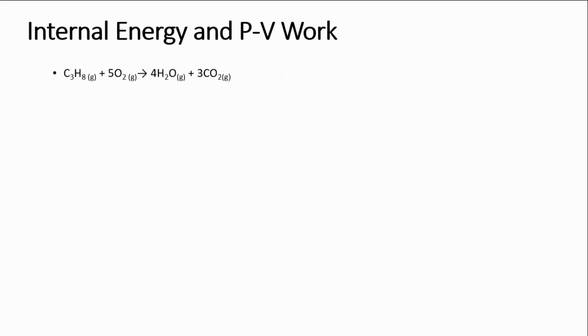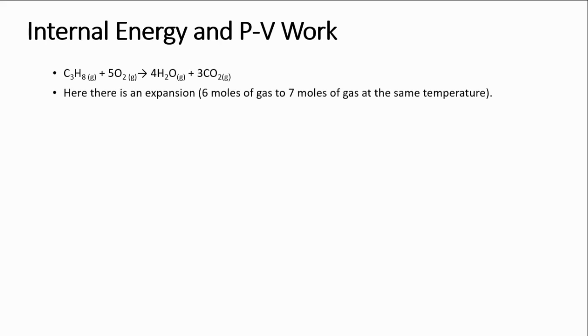All right? Propane reacting with oxygen, gas, of course, both are gases, to give us steam, 4 moles of that, and 3 moles of carbon dioxide. Now, of course, we can see clearly that there's an expansion because we're moving from 6 moles to 7 moles of gas. All right? And of course, if we keep the temperature constant, that is important, right? Because we already know, according to Charles's law, an increase in temperature will cause an increase in volume for a fixed pressure, and a fixed mass of gas. So we have to be careful of that.